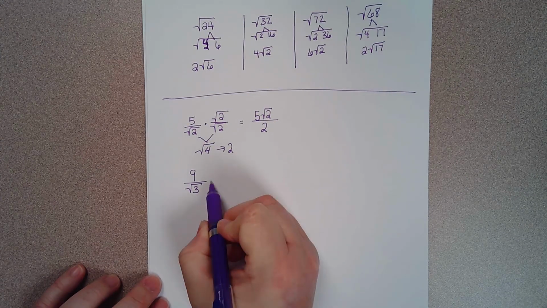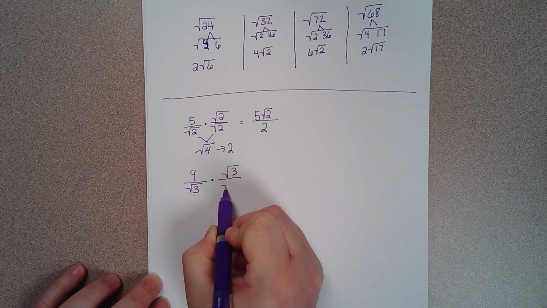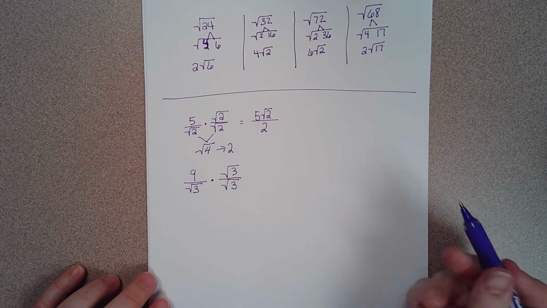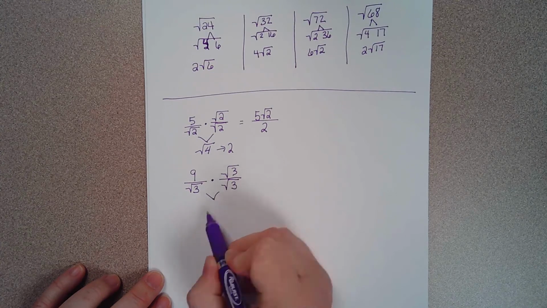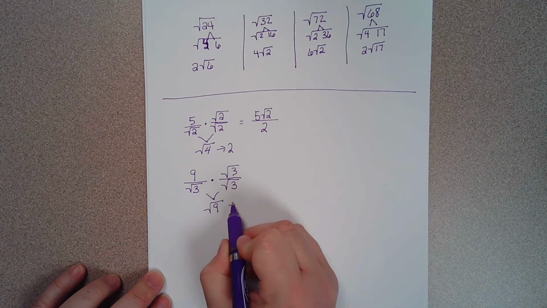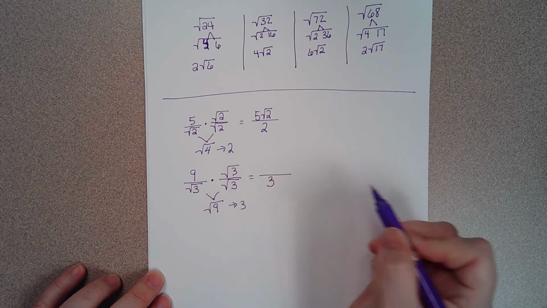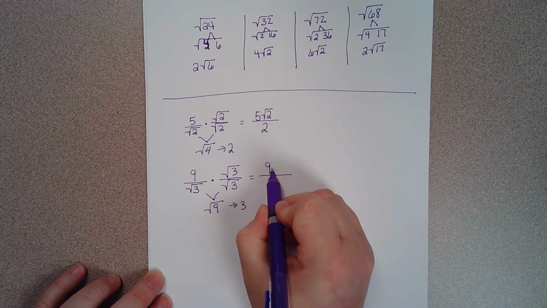First off, I'm going to multiply top and bottom by square root 3 because we are trying to eliminate the radical on the bottom. So square root 3 times square root 3 is square root 9. The square root of 9 is 3. So that means my new denominator is a 3. The top is 9 square root 3.